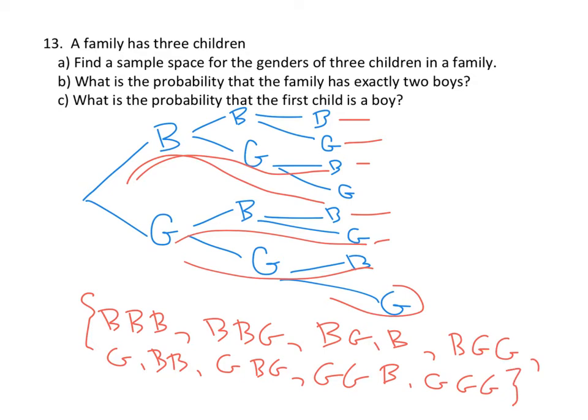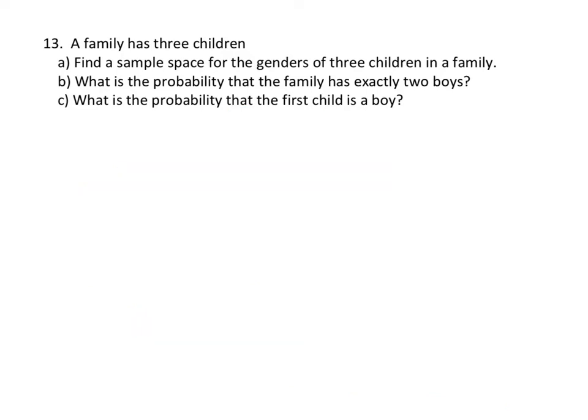Another way to figure out this sample space is similar to when you set up a truth table with 8 rows. So let me show you another way to do that. Just like in a truth table with 8 rows, we started with 4 trues and then 4 falses. What we're going to do is boy, boy, boy, boy, girl, girl, girl, girl.